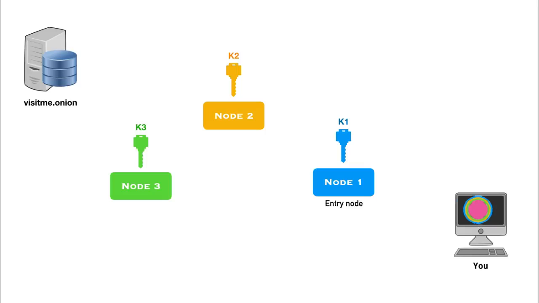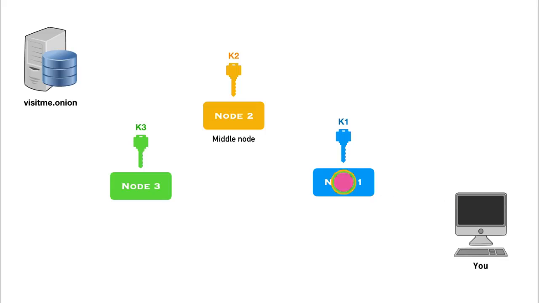When your request is first received by node 1, notice here that node 1 knows where you are because you're directly sending this request to node 1, so it knows your IP address. So even though node 1 cannot read your request, it still knows your identity. So there is no confidentiality between you and node 1, which we call the entry node.